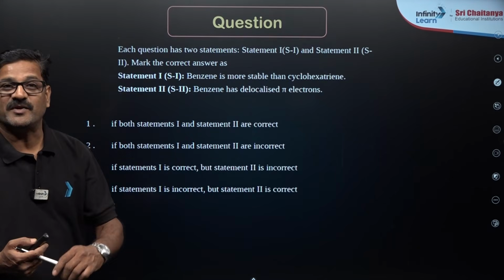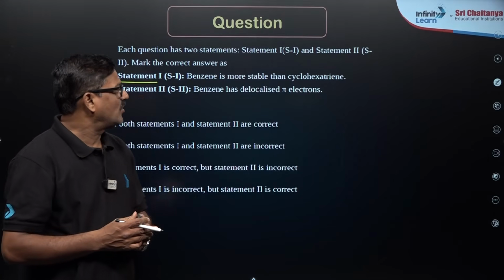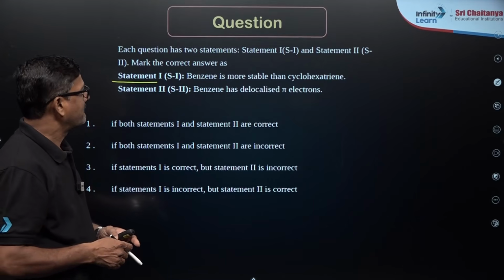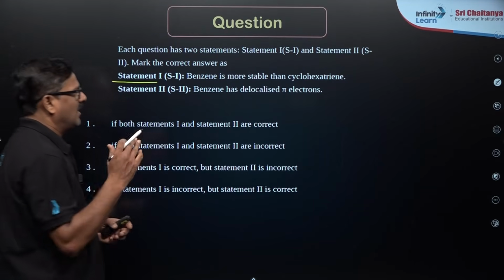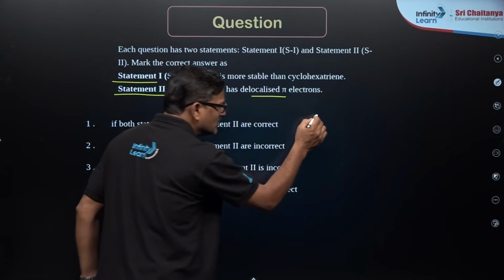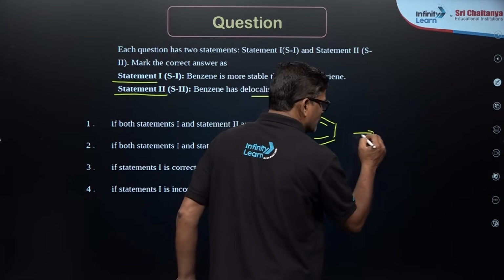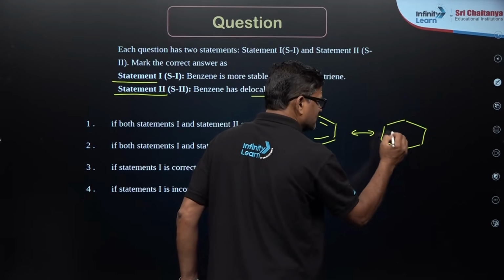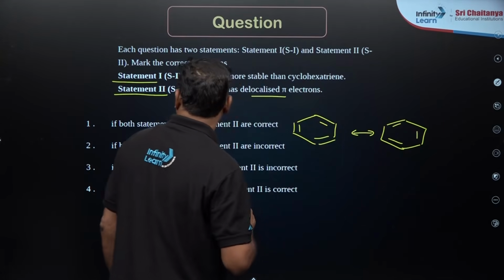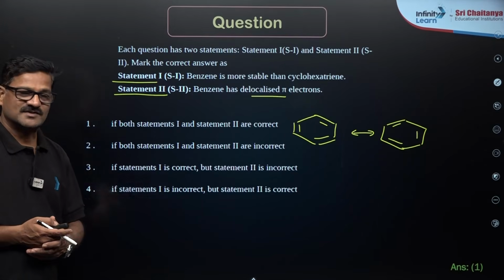Here it is again a statement based question. Statement 1, benzene is more stable than cyclohexatriene. Benzene has a more delocalized pi electron system. Due to delocalization of these pi electrons, it is going to be extraordinarily stable. Though it has 3 double bonds, it never behaves like an alkene. So both statement 1 and statement 2 are correct, and the answer for this question is 1.